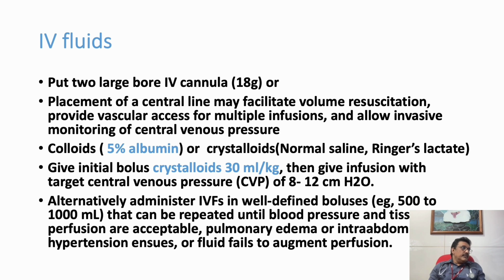Colloids, only 5% albumin is advised, not other types of colloids. Albumin can be given only once you give normal saline or ringer lactate. Once you build up the intravascular volume, we can give albumin and try to retain the volume inside the intravascular compartment. But albumin is very costly. Or if you are not calculating 30 ml per kg, or if you have doubt in patient's cardiac status, you can give a bolus of 500 ml and see what happens to the patient.